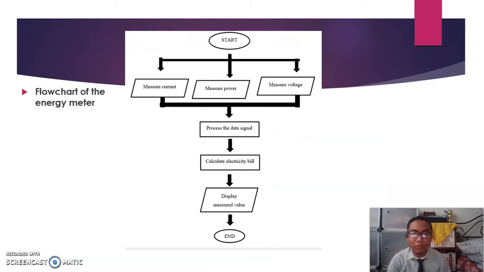This is the flowchart for this energy meter. First, once we start, the energy meter will measure the current signal, voltage signal, and lastly the power signal. Then all the data signal will be processed on the Arduino Uno. Then Arduino Uno will calculate the electricity bill and lastly display the measured value on the LCD display.